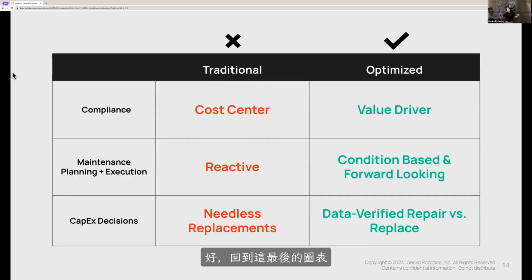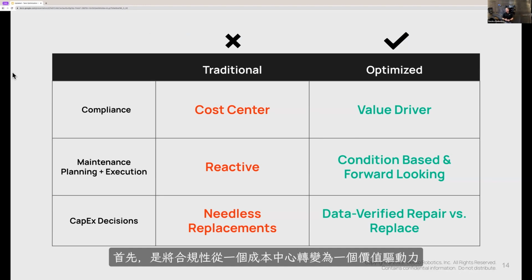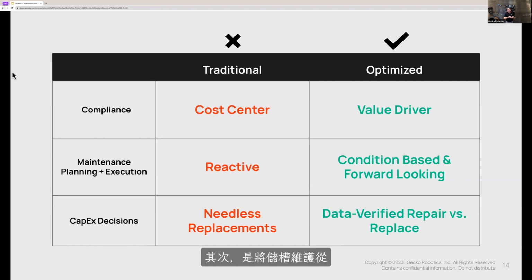Okay, so again, back to this final chart. What are the value categories? 3 steps. Number 1, it's shifting compliance from a cost center to a value driver. Second is shifting your maintenance on these tanks from something that's reactive or time-based to something that's condition-based and forward or future thinking. And then finally, when it comes to CapEx, eliminating needless replacement and instead doing intelligent and data-backed repairs. So what does that look like from a real-world perspective?